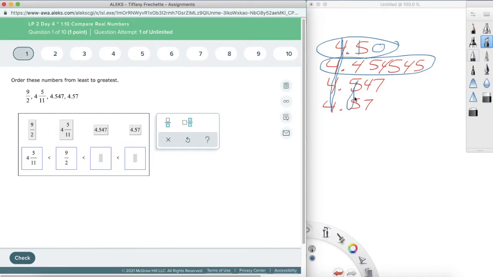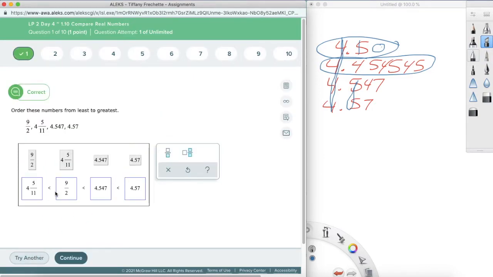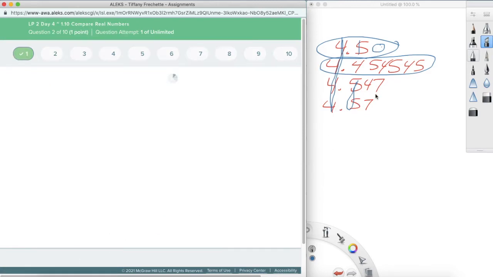So 0, and then 4, and then 7. So now let's go ahead and check. Yay, we got that guy. So we're just comparing the place values here and making sure that we get them in the right order.